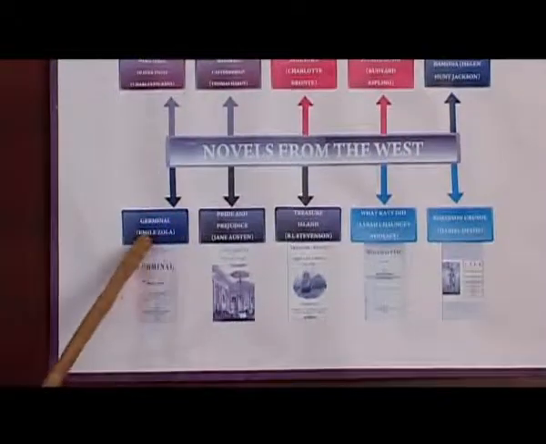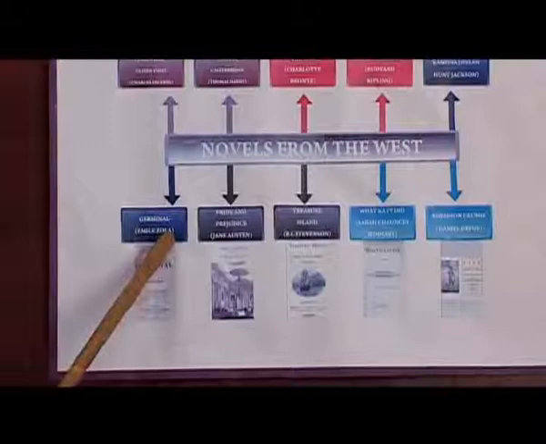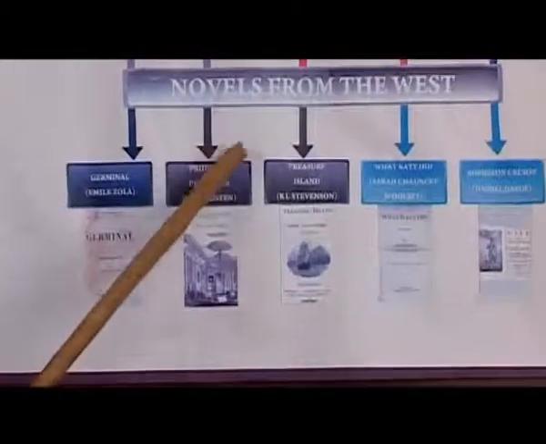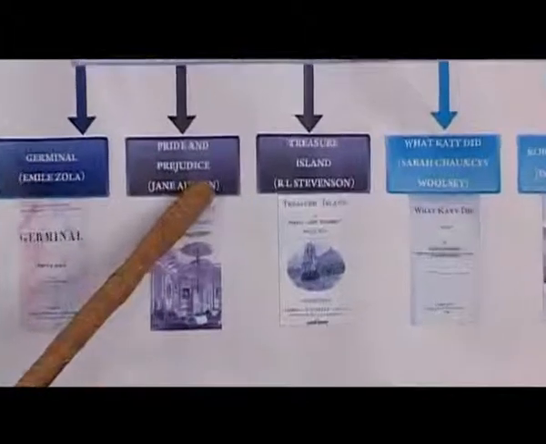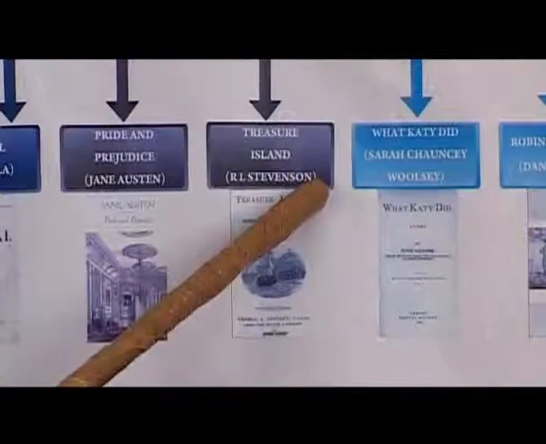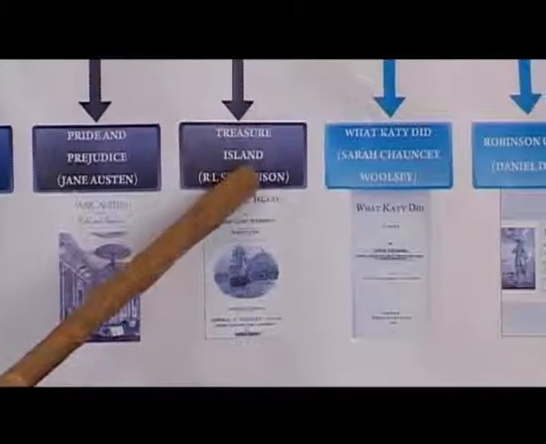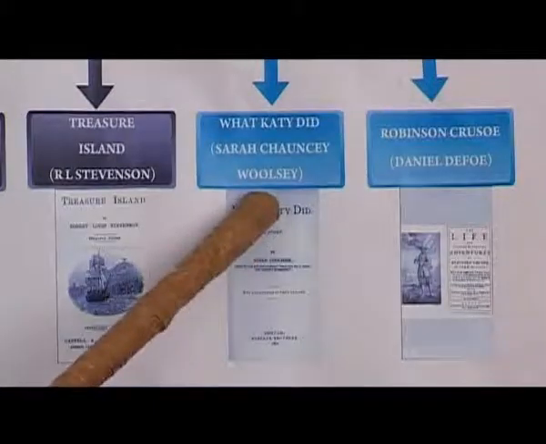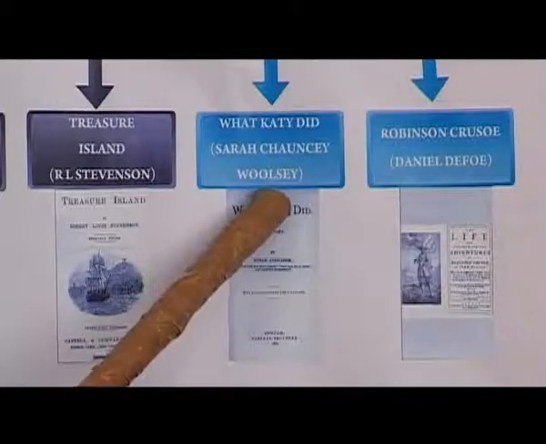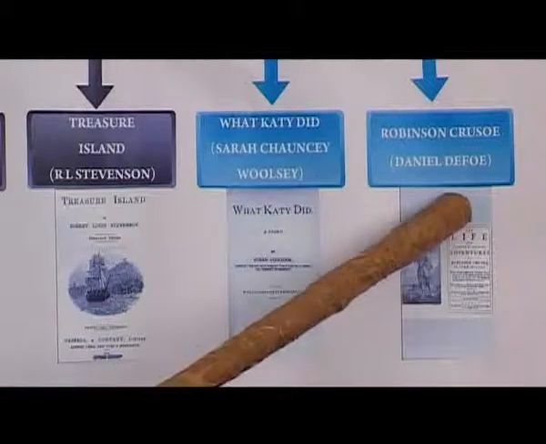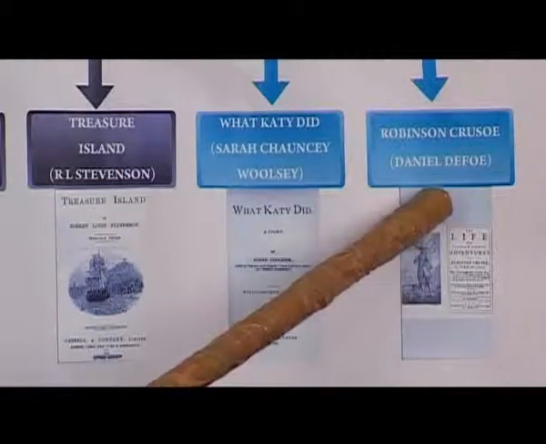Germinal was written by Emile Zola. Jane Austen wrote Pride and Prejudice. R.L. Stevenson was famous for his novel Treasure Island. What Katy Did was written by Sarah Chauncey Woolsey, and Robinson Crusoe was written by Daniel Defoe.